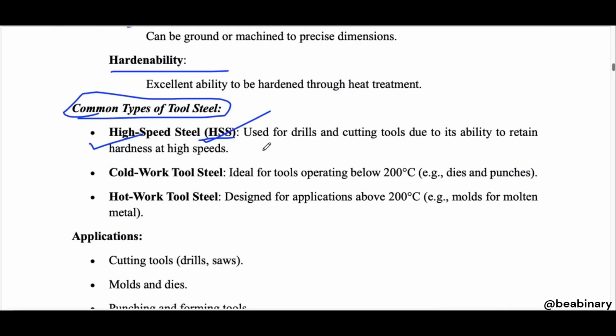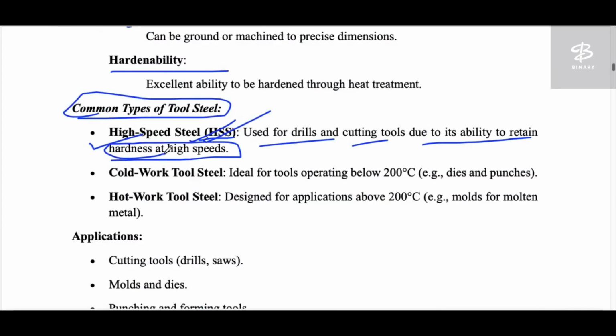If we talk about the lathe machines, the lathe machine also has this type of tool steel as a tool. So high speed steel is used for drill cutting tools due to the ability to retain hardness at high speed. At a high speed, they can resist and keep their hardness, because at the temperature when they are working, they are running at a high speed.